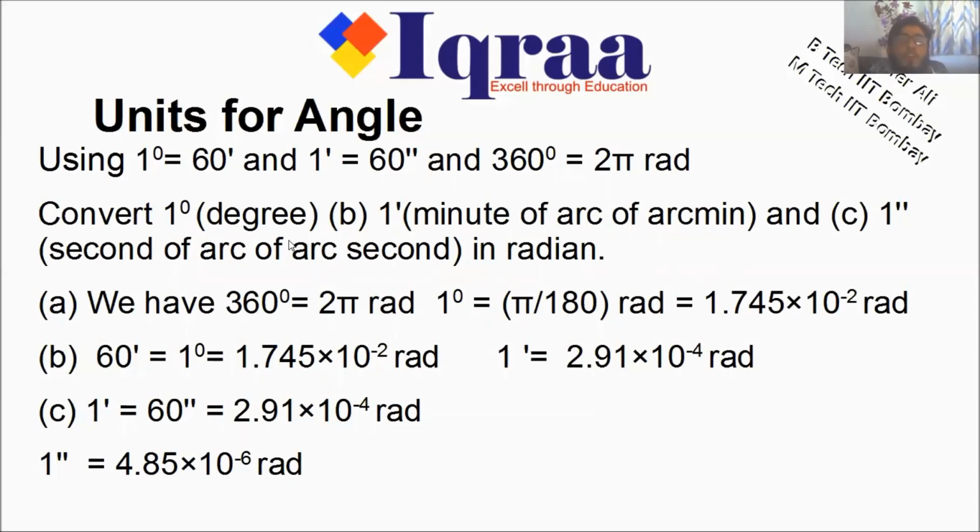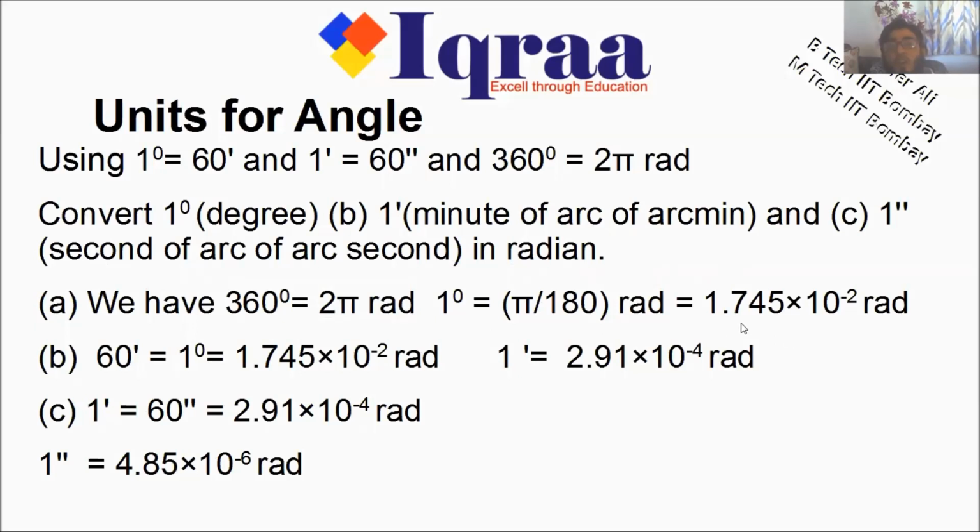So from the point of calculation perspective, we can convert 1 degree, 1 arc minute, and 1 arc second into radian. All the angles have to be converted into radian. Remember, the SI unit for angle is radian. So if the angle measurement is given in degree or arc second or arc minute, it is our responsibility to convert it into radian.